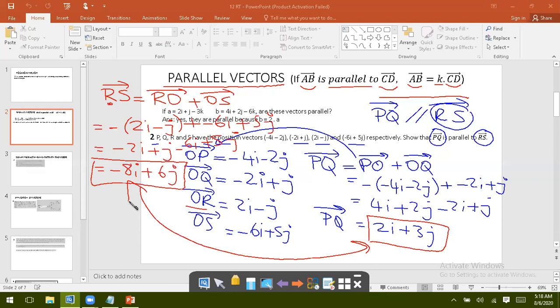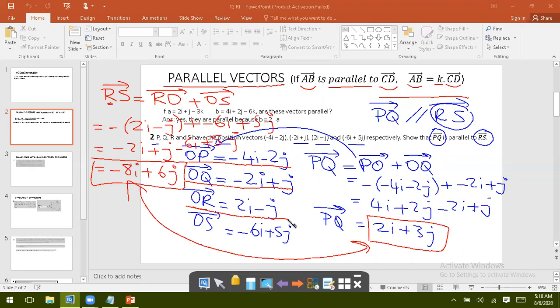Did we make any mistake? Let's check it out. OP is negative 4I, negative 2J. OQ is negative 2I plus J. OR is 2I minus J. Let's see. Yes. And OS is negative 6I plus 5J. Oh, this is correct. So PQ is equal to PO opposite, that makes it correct.